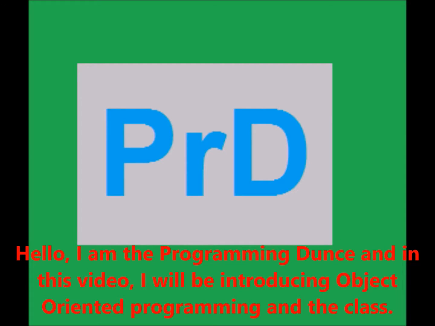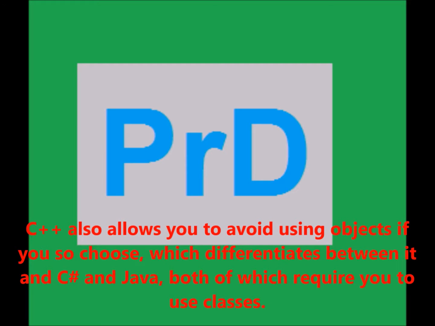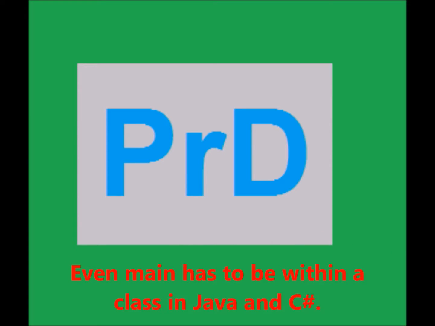Hello, I am the Programming Dunce, and in this video I will be introducing object-oriented programming and the class. This is a feature that differentiates between C and C++, as while you can program in an object-oriented fashion in C, it is explicitly supported in C++. C++ allows you to avoid using objects if you so choose, which differentiates between it and C# and Java, both of which require you to use classes. Even main has to be within a class in Java and C#.